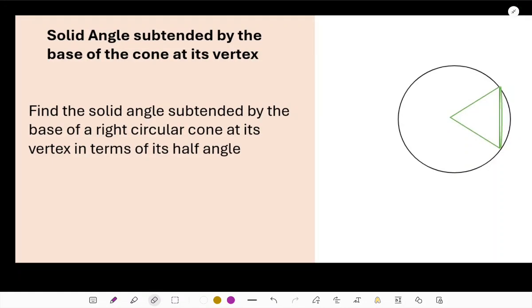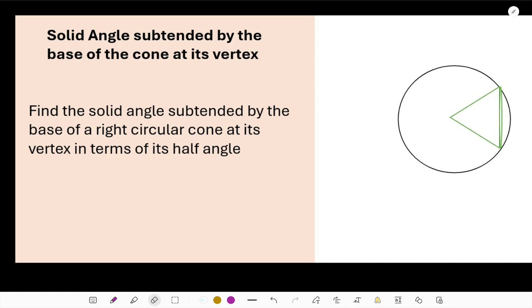Welcome again. This is some kind of concept, not the problem exactly, because I guess you will all have the solution to this problem. But I'm still discussing it, just feeling the guilt that I'm not discussing enough theoretical concepts. So, this is all about solid angle subtended by base of a cone at its vertex.